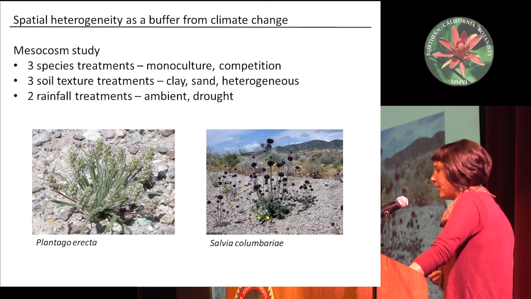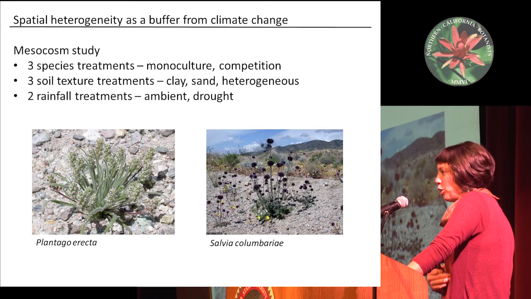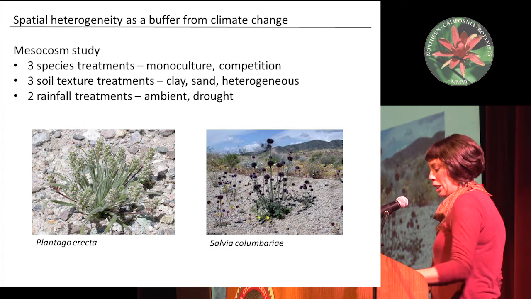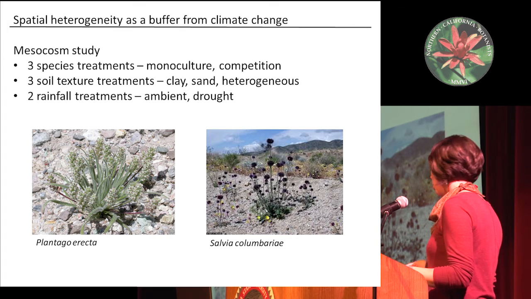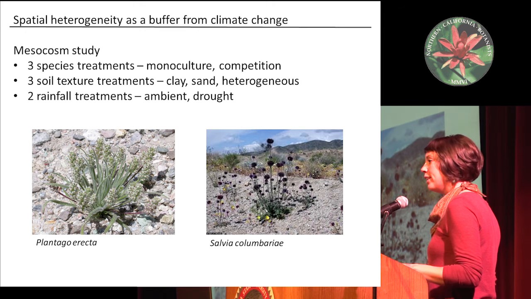So to test this, I set up a mesocosm study in which I grew species either in monoculture or in competition on 3 soil texture treatments, either clay, sand, or a mix of those. And I either allowed them to have ambient rainfall or I put a rainout shelter over them. And for the first 2 years of the study, I used Plantago erecta and Salvia palmeri as focal species.